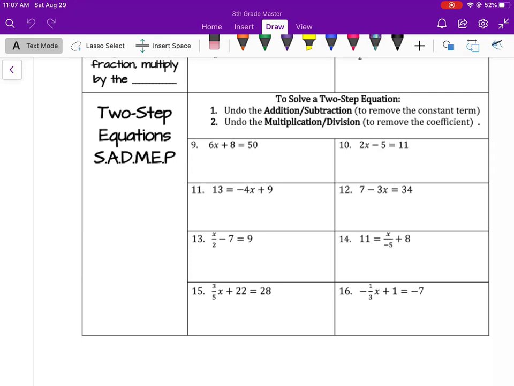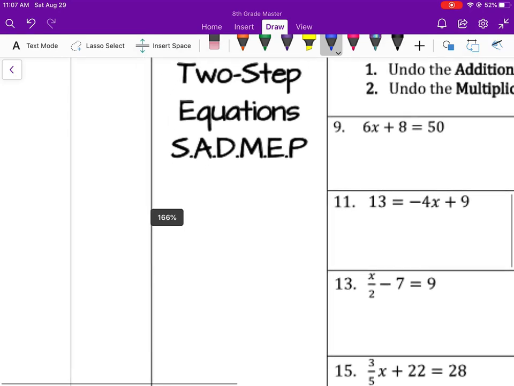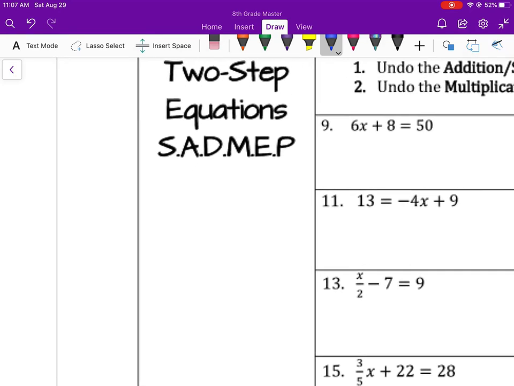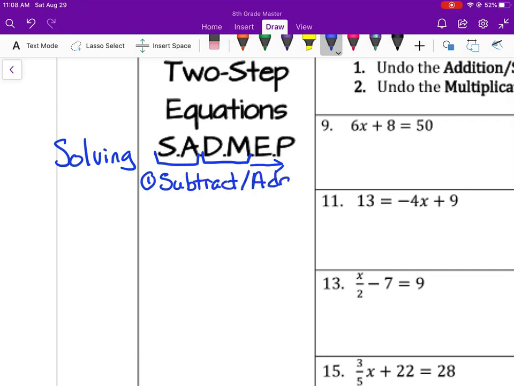So, first thing we talked about was SADMEP. Over here on SADMEP, we talked about that's what you use when you're solving. Okay, you've got subtraction and addition, division and multiplication, and then you do your exponents and parentheses. So first is subtract and add, and then second is divide/multiply.